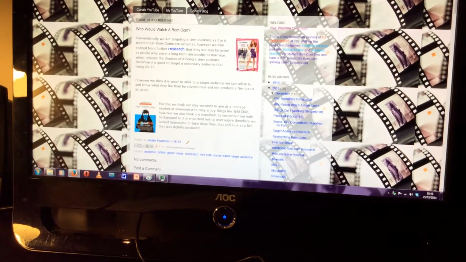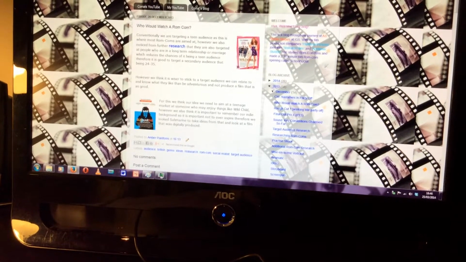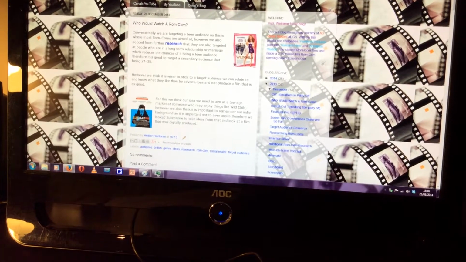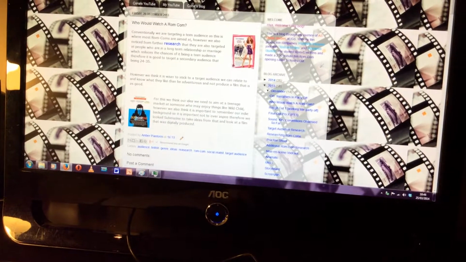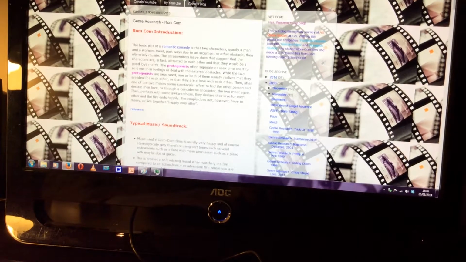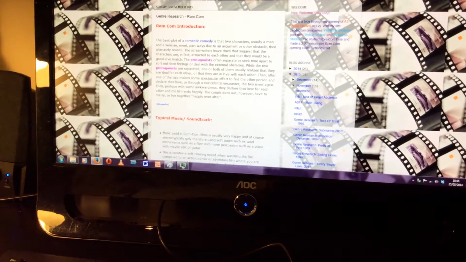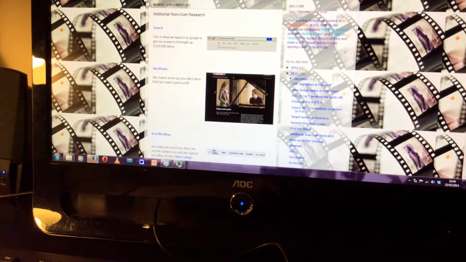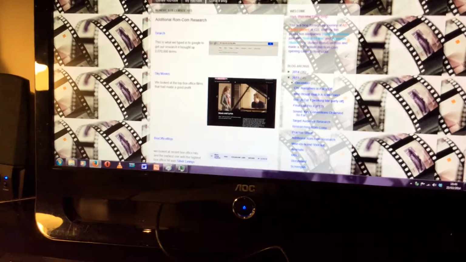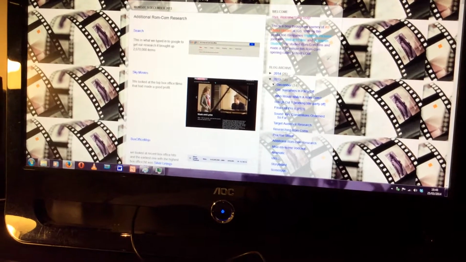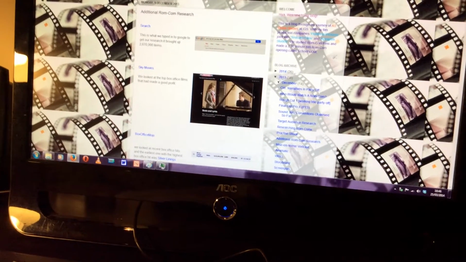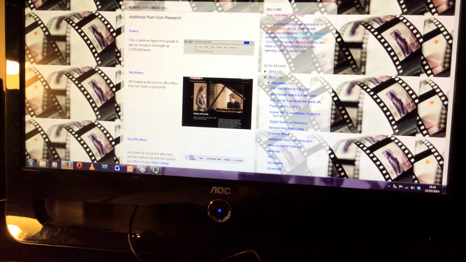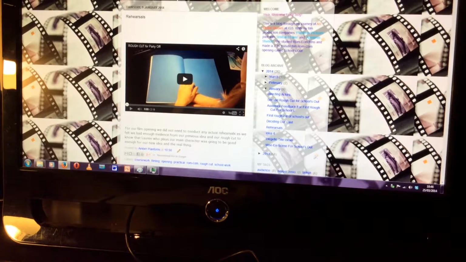So we also did other research, such as who would watch a rom-com, in order to make sure that we had our target audience correctly established, as we wanted to make sure that we were targeting the right people to make sure that our film would be well watched. We also read up on some articles from Box Office Mojo, Sky Movies, The Guardian, etc.